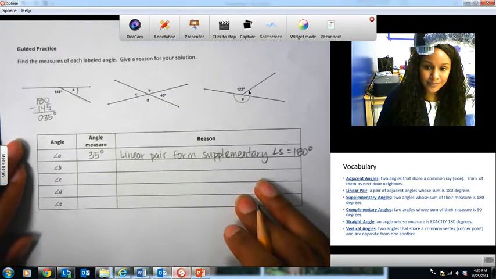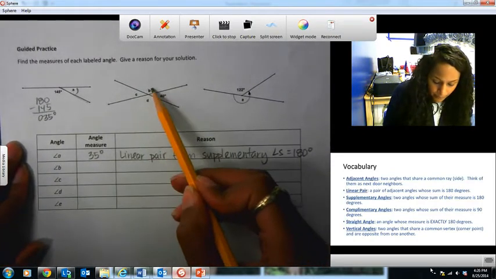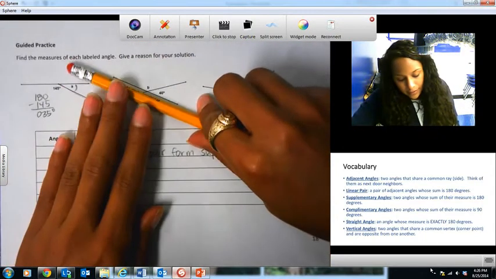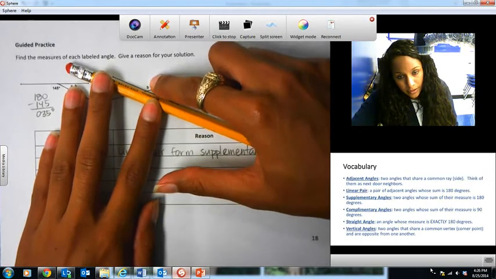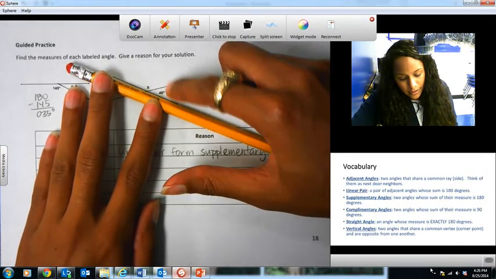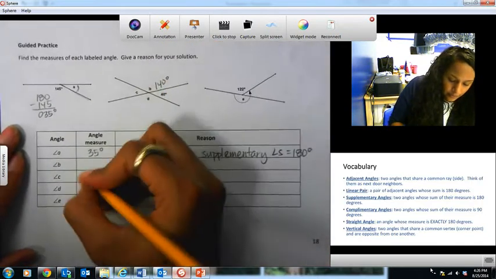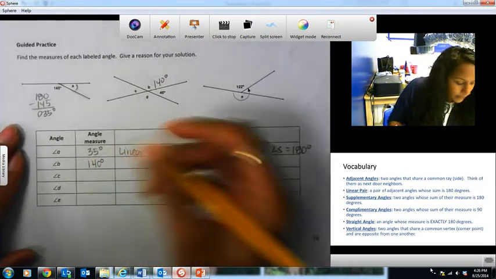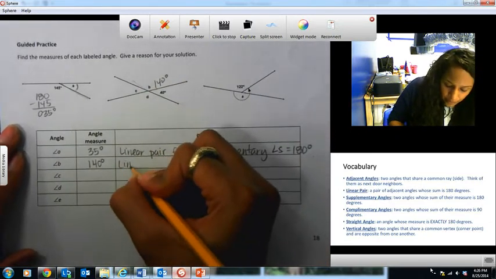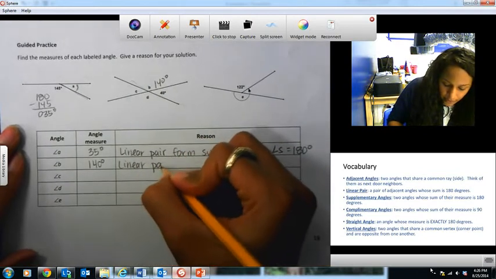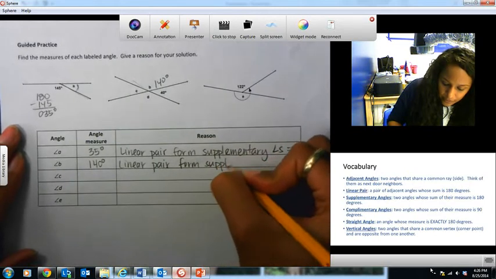Alright, next one, angle B. Now, angle B is on this line with this angle right here. So this one plus this one is equal to 180 degrees. Since this is 40, B must be 140. Okay, so again, they were on a line, which makes them a linear pair, as well as adjacent. And a linear pair forms supplementary angles.